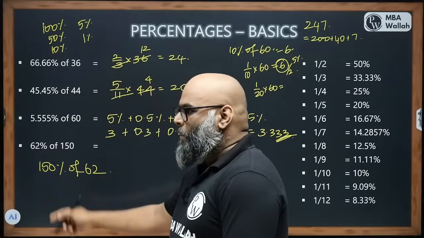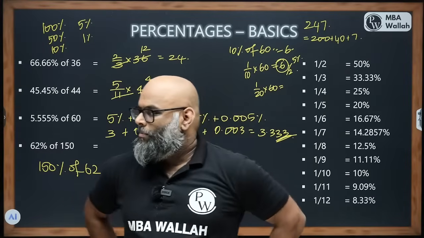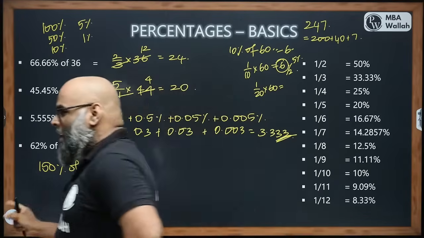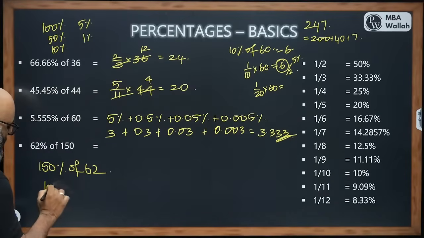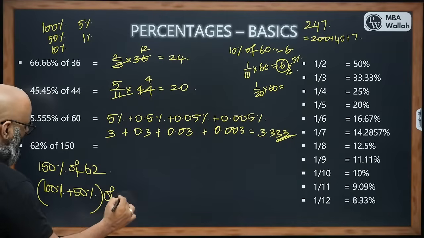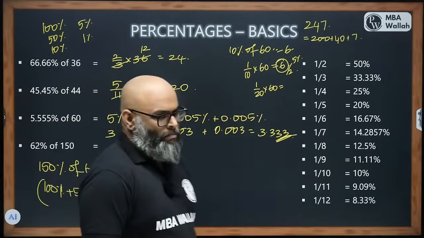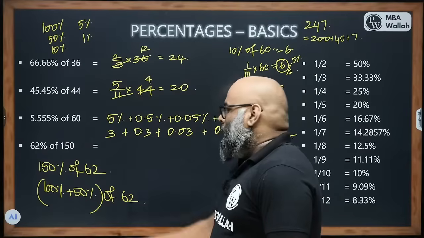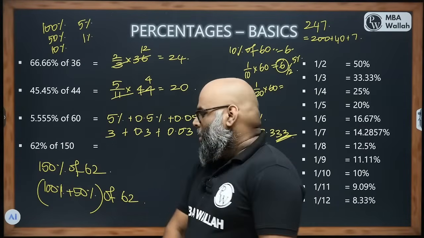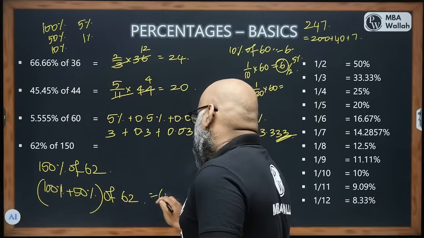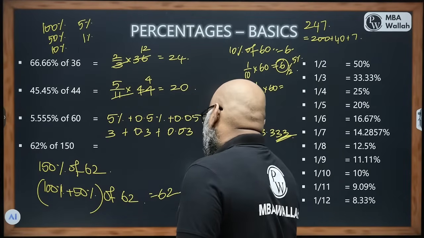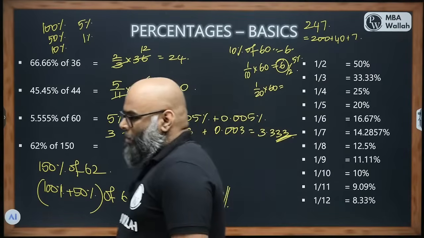How will you write 150 percentage now? Can I think about this as 100 percentage plus 50 percentage of 62? So, rather than splitting 62 percentage, it is easy for me to split 150 percentage, right? What is 100 percentage of 62? 62. 50 percentage of 62? 31. 93 it is.